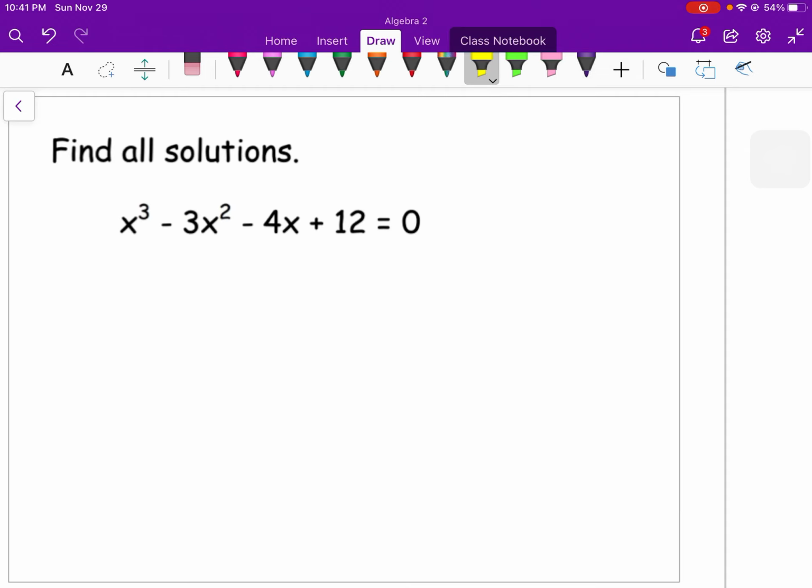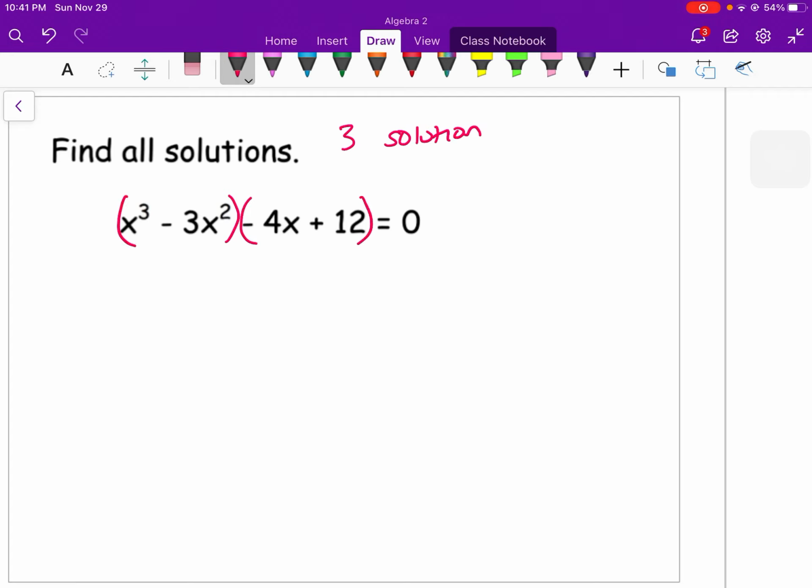Find all the solutions. So remember, this is a cubic, so I'm going to have 3 solutions. It is a polynomial of 4 terms, which means that I need to factor by grouping. This one's asking me to solve because I have an equal to 0 this time. So that's the difference between the factor ones and the solve ones. So I'm going to solve by factor by grouping.